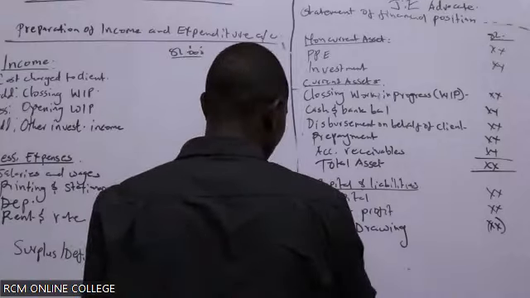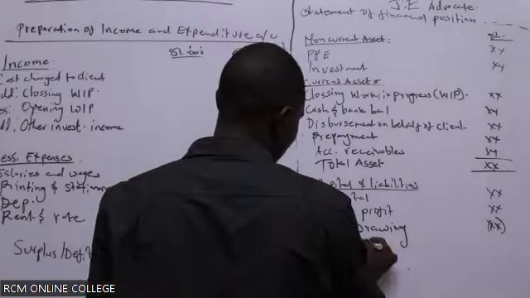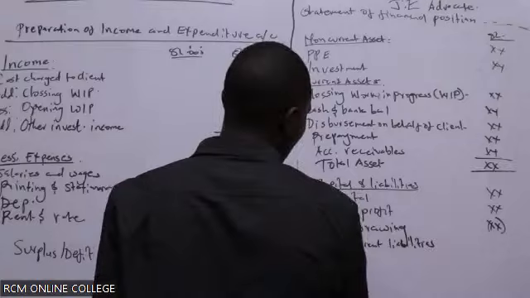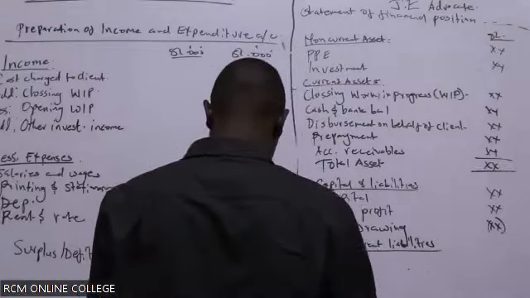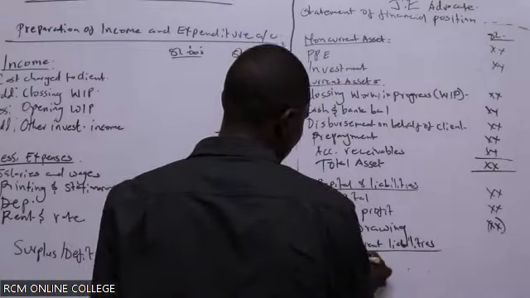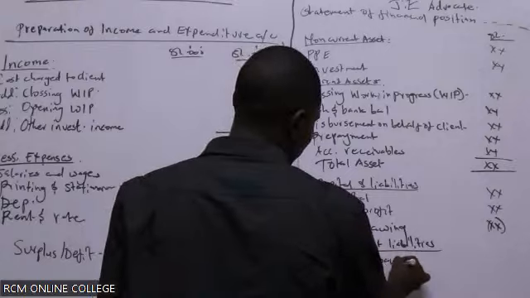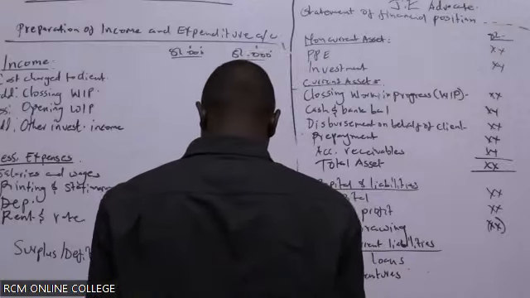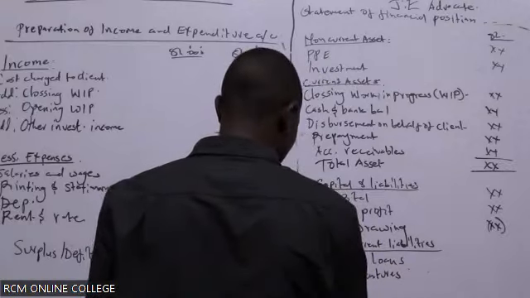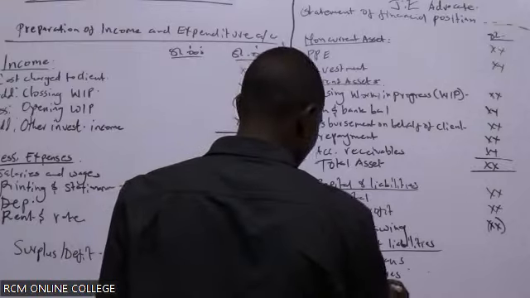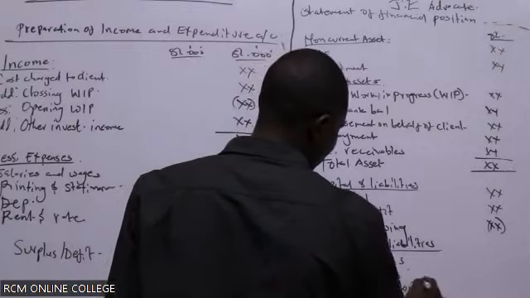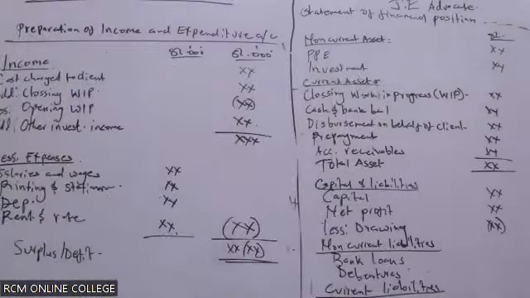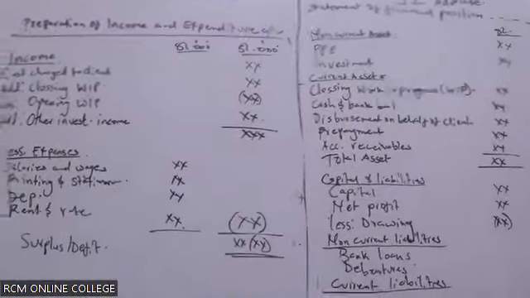Non-current liabilities. Under non-current liability, we have bank loans, debenture. And then we have current liabilities. Current liabilities.